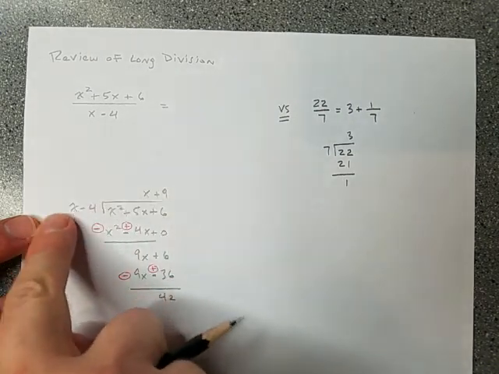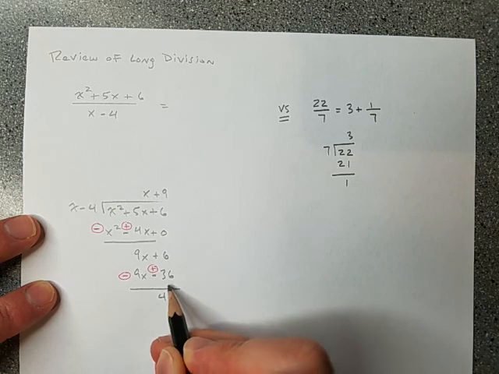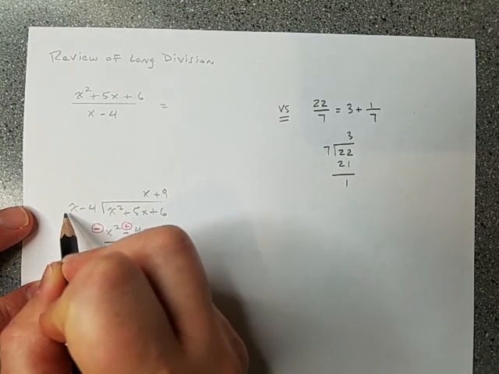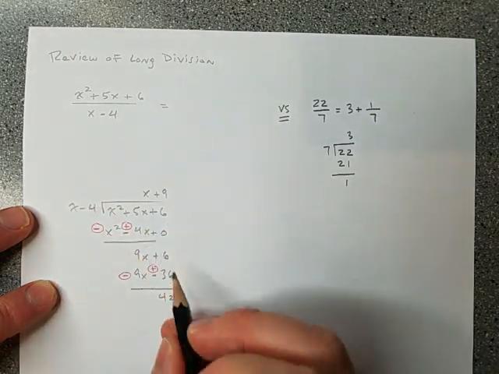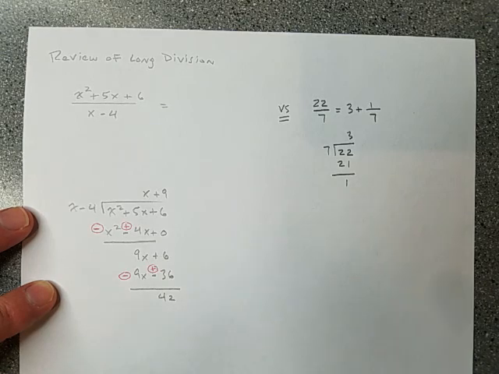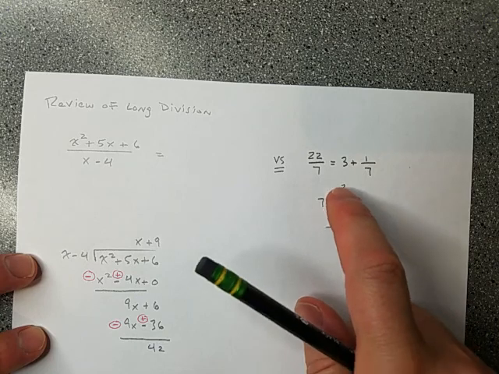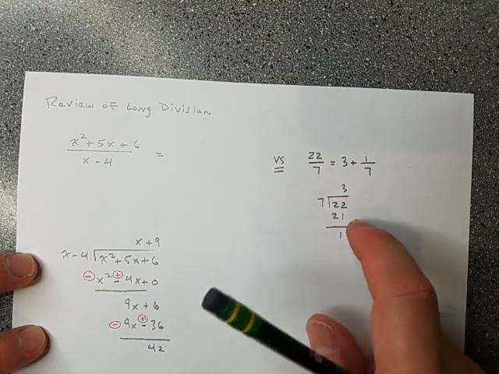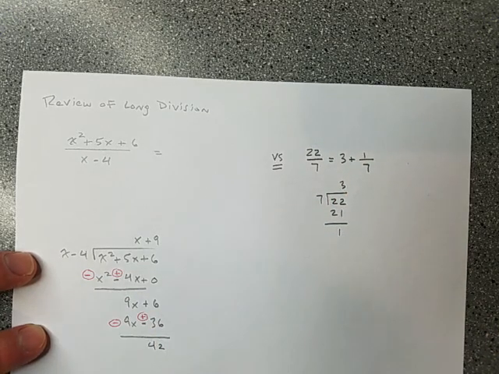We will stop this process when this is one less in degree than that. Meaning if this has the first power, when this number is a constant, we'll stop. Okay. All right, so let's see. How did that one work? It was 3 and 1/7. 3 plus 1 over 7. This works the same way.